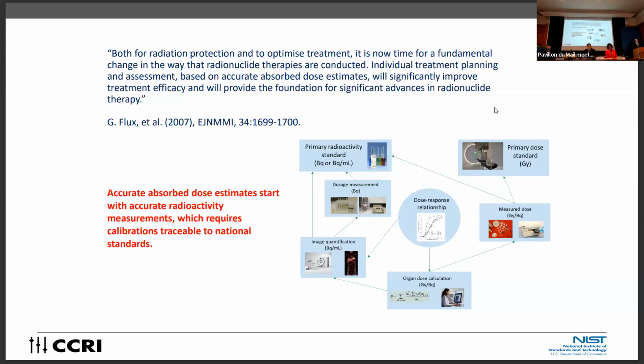But in the meantime, we have to come up with a way of using a surrogate value. And right now, that's activity measurements. And so accurate absorbed dose estimates start with an accurate radioactivity measurement. And in order to do that, I maintain, and I think a lot of the metrologists in the room will agree, that requires calibrations that are traceable to national standards.